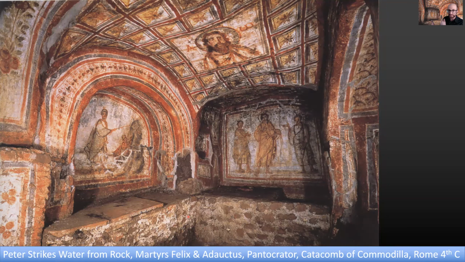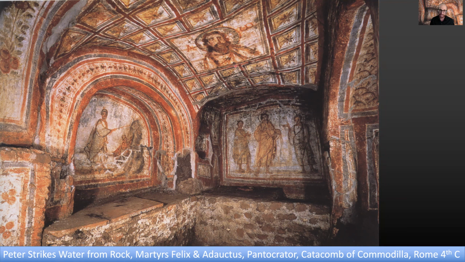So here we are now in the 4th century. And we have an image of St. Peter striking a rock and making water come out of it, one of his miracles. We have two martyrs, Felix and Adauctus, on either side of an image of Christ. Martyrs being people who died for their religious convictions in times of Roman persecutions.